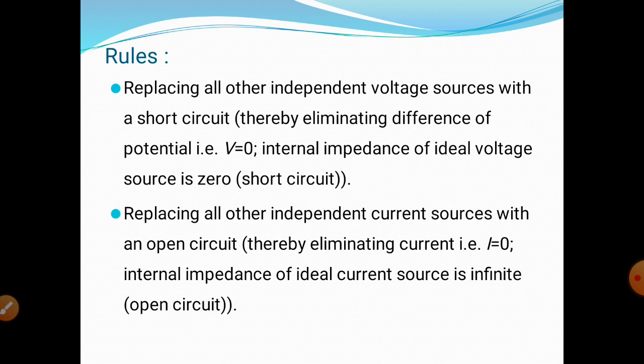Next one is replacing all other independent current sources with an open circuit, thereby eliminating current, that means I is equal to 0. The internal impedance of an ideal current source is infinity. It's very important: the current source has infinite impedance, that is an open circuit.